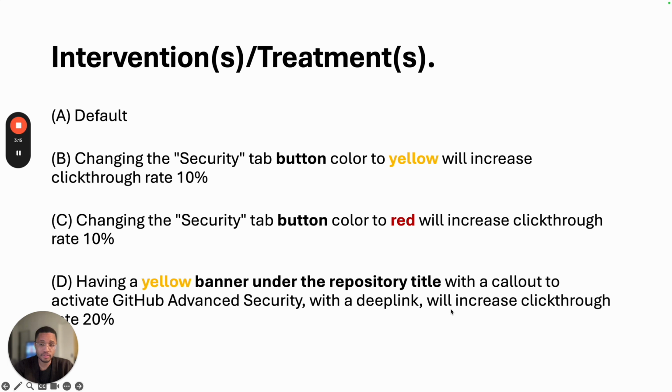Out of all these hypotheses, the interventions that I would want to focus on are the following. We have tests towards changing the security tab color to yellow or red through B and C. Obviously, A is going to be the default intervention, and then the final intervention is adding a yellow banner to the repository title. I've chosen the options for B and C due to simplicity and implementation ease. It's just a color change, so CSS, which is pretty easy, and banner exploration, which could be another option for D.